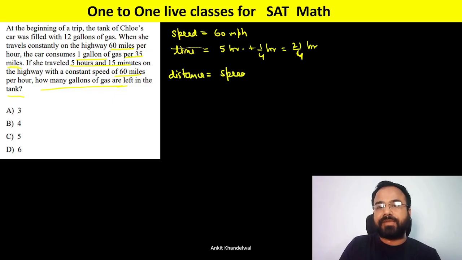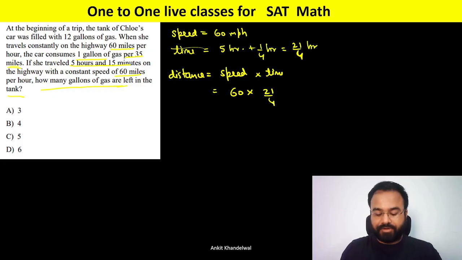Distance is given by speed times time. So 60 multiplied by 21/4. Again, you can use the calculator. 60 times 21 divided by 4, that is 315 miles. Now it is written that for every 35 miles it is consuming 1 gallon of gas.